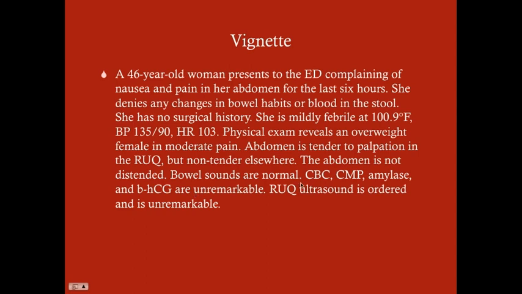Okay, so this is different. The last one had a CMP that showed an elevated amylase and AST, and a CBC that showed an elevated white count. A right upper quadrant ultrasound is ordered and is unremarkable. So what's going on? Now we have the same patient who's presenting the exact same way, but her labs are normal, and her right upper quadrant ultrasound is normal. So we think, just based on her history and symptoms, she's got acute cholecystitis, but the labs say no.